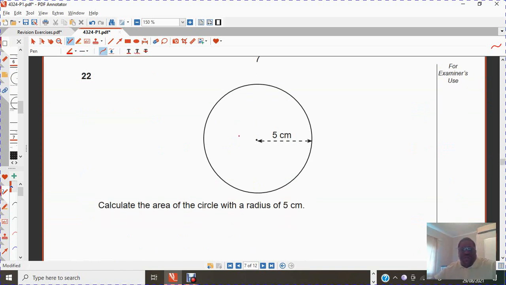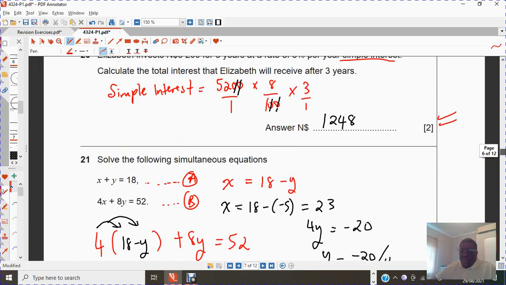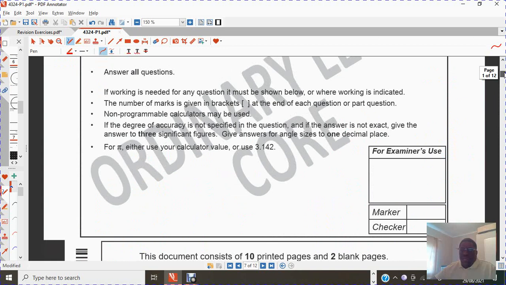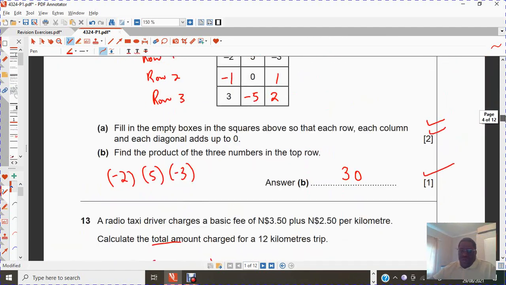Right, question 22, you're supposed to calculate the area of a circle with a radius of 5. The only problem is if you don't know the formula to calculate the area of a circle, which is pi r squared. I just want to take you back all the way to the beginning of the question paper. This instruction is very important that you understand. If you don't use your calculator value, you can use 3.142 for pi. So you can use both methods to find the value of pi.